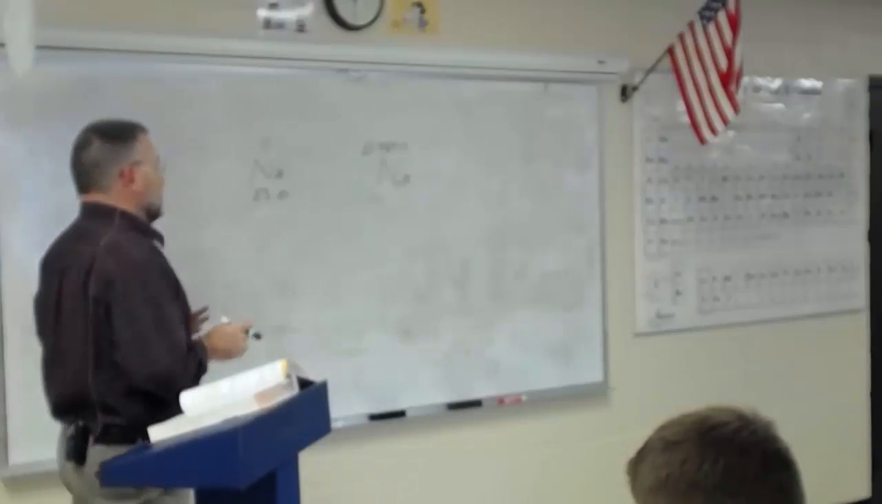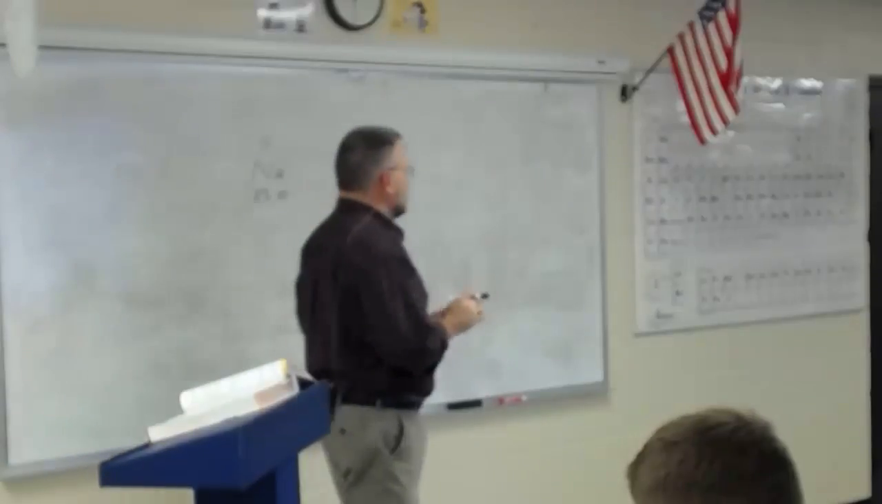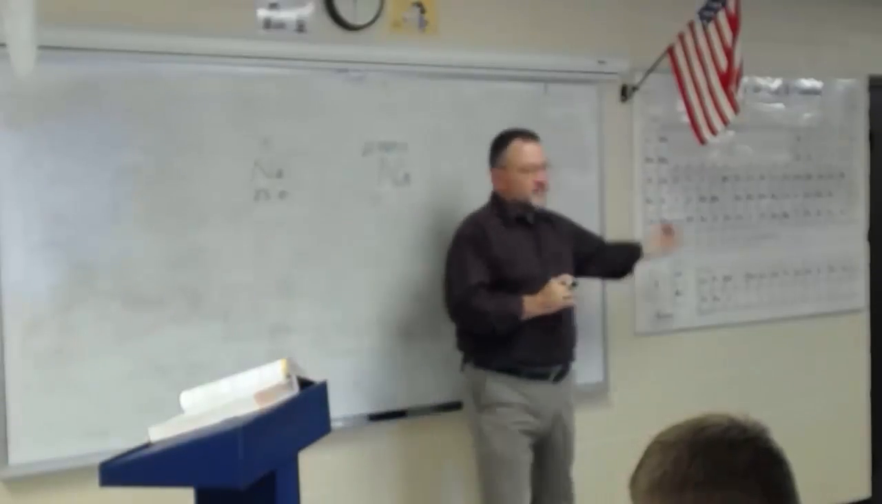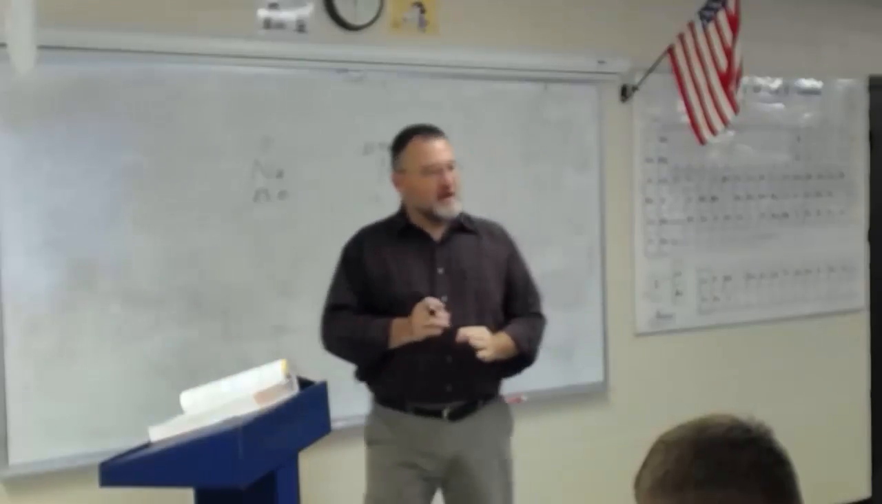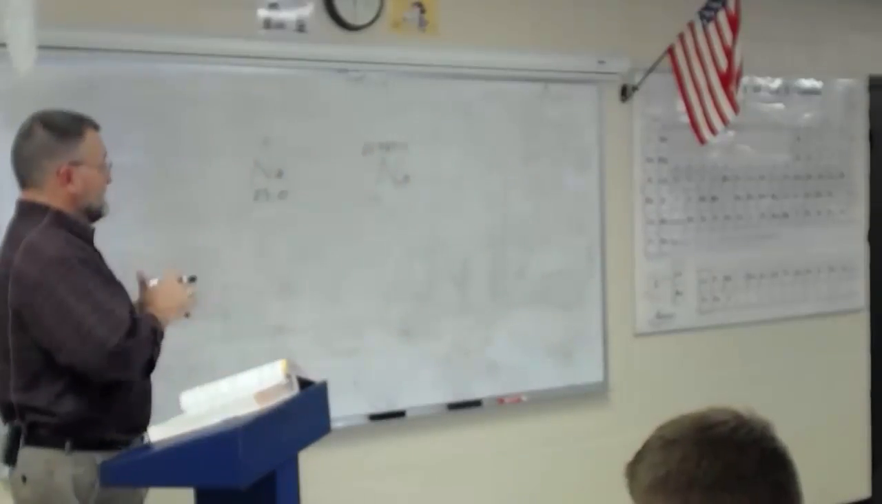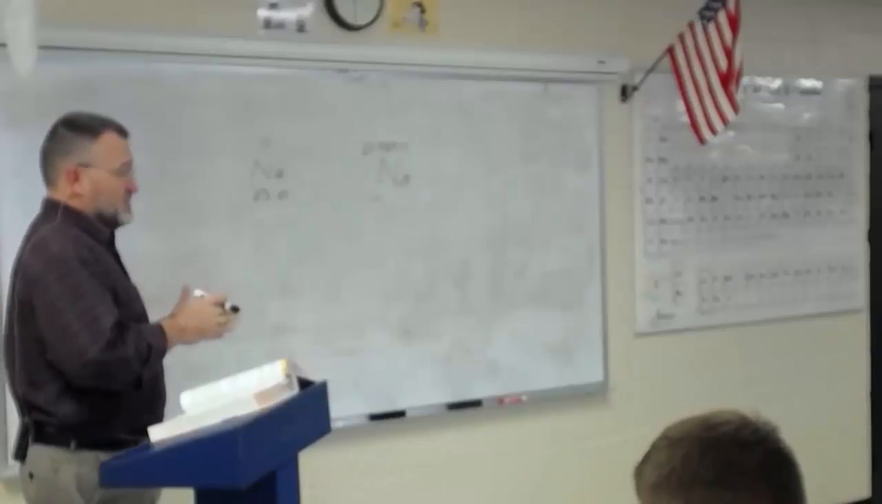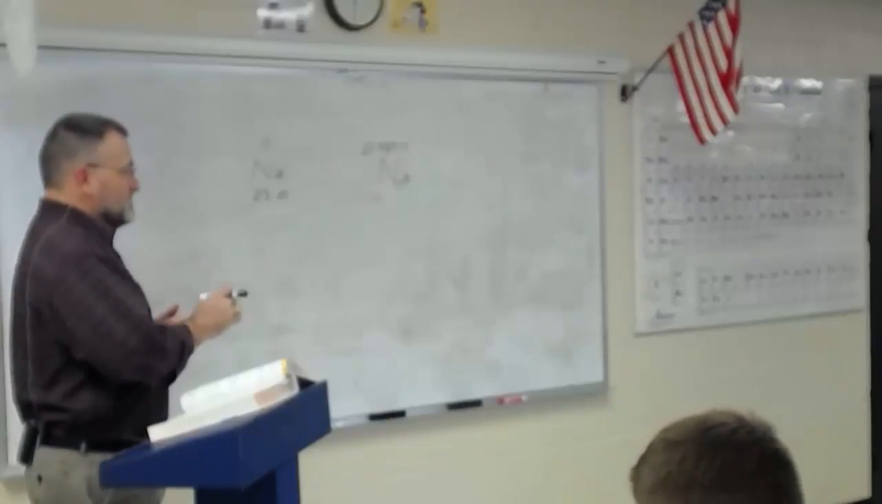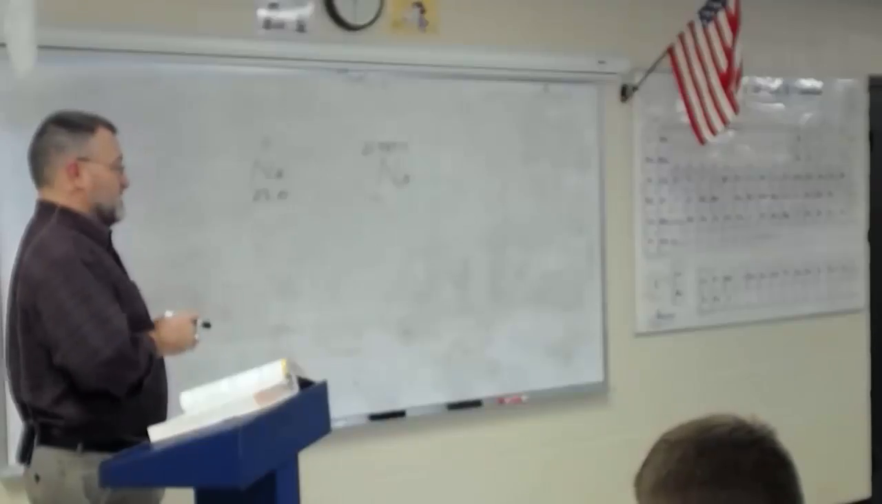And in order for it to not be an ion, in order for it to be a neutral atom, it has to have an equal number of electrons. So a neutral atom of potassium has 19 protons and must have 19 electrons. Again, if it has less or more than 19 protons, it's not potassium. If it has more or less than 19 electrons, it's still potassium, but it's an ion of potassium. Okay? See the difference? Okay.